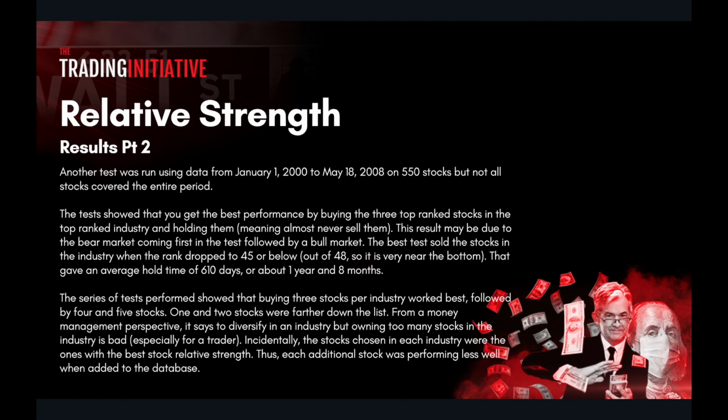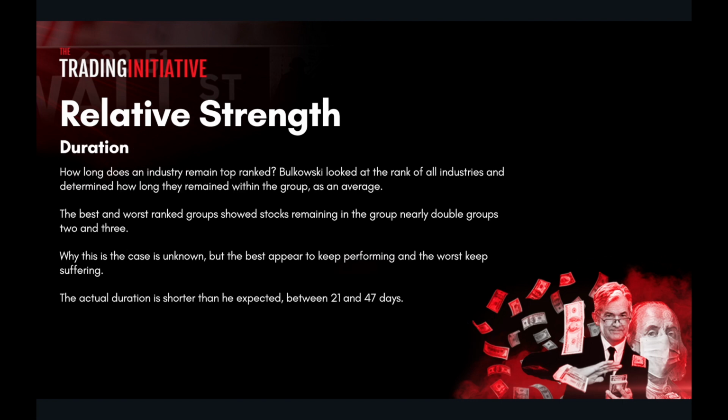Incidentally, the stocks chosen in each industry were the ones with the best stock relative strength. All right, so I was just talking about that. Thus, each additional stock was performing less well when added to the database. So obviously diminishing marginal rate of returns. When you get down to the 5th, 6th, 7th, 8th stock within that industry or sector, it's going to be underperforming when compared to the 1st, 2nd, and 3rd stock inside that industry or sector.